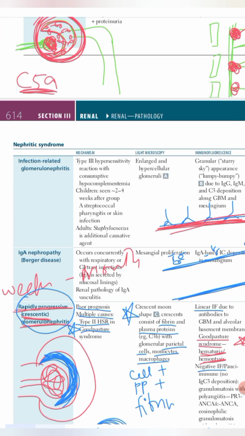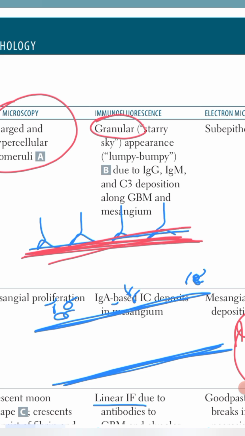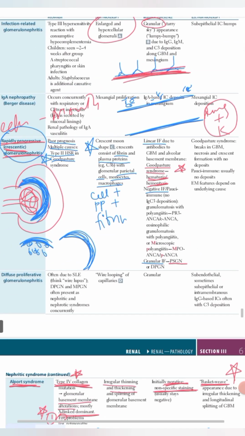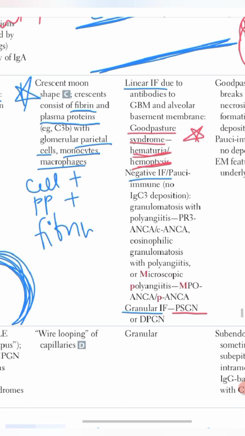there were enlarged hypercellular glomeruli related to infection, and on immunofluorescence we saw a granular pattern. But when it progresses, it will take the shape of rapidly progressive crescentic glomerulonephritis of granular pattern. The third one is the negative, that is known as pauci-immune.